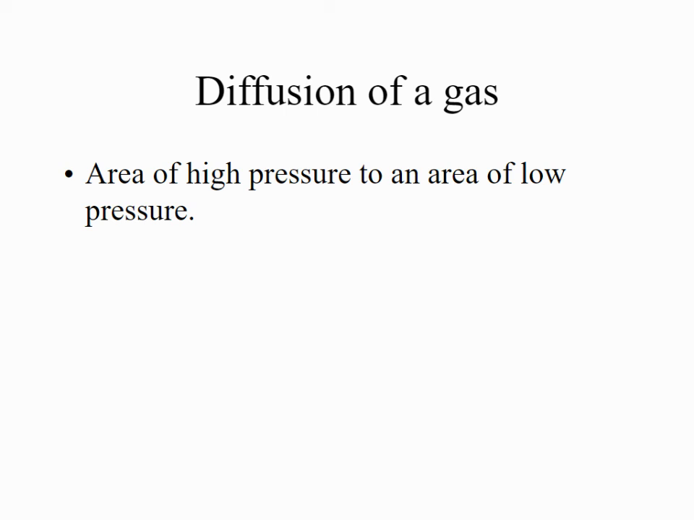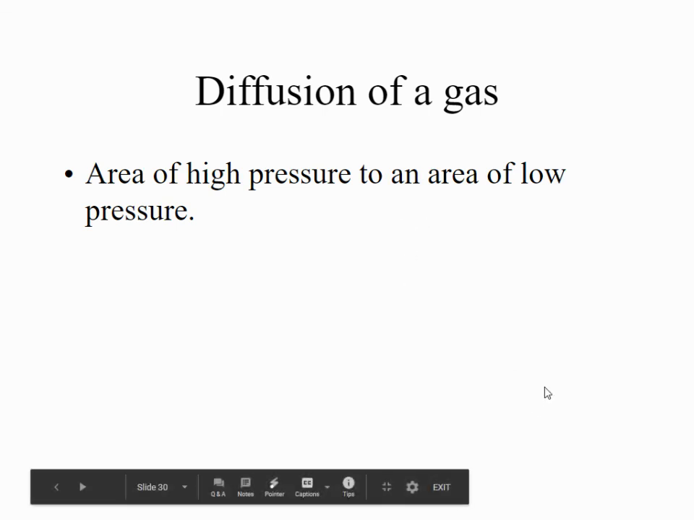So an area of high pressure is always going to be a diffusion of gas. So from an area of high to low. Remember, water goes the path of least resistance. So liquid will do that. So does gas. Gas always goes the path of least resistance. So area of high pressure to low pressure. That's diffusion. All right. So that's it.